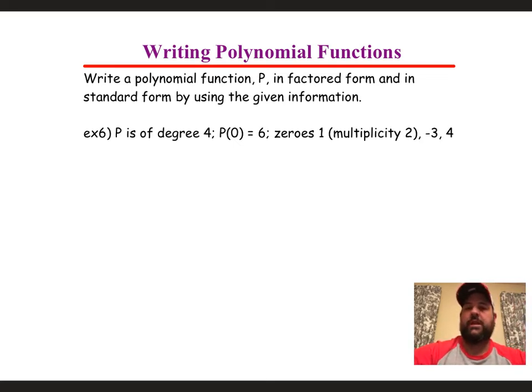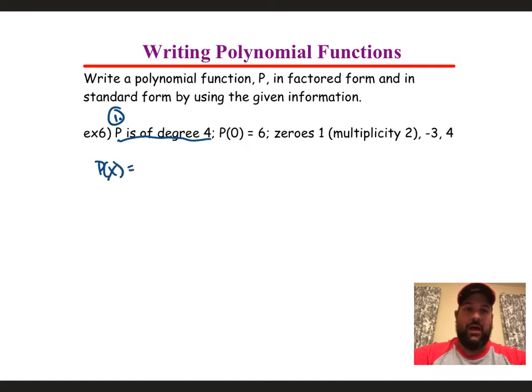So we want to build, in this case, a function where p is of degree 4. We want p of 0 to equal 6. And we have zeros of 1 with this thing called a multiplicity of 2, a 0 of negative 3, and a 0 of 4. So let's go through the same way we did the last one. First thing that we start with, p is of degree 4. So that tells me p of x is going to be made up of 4 binomials.